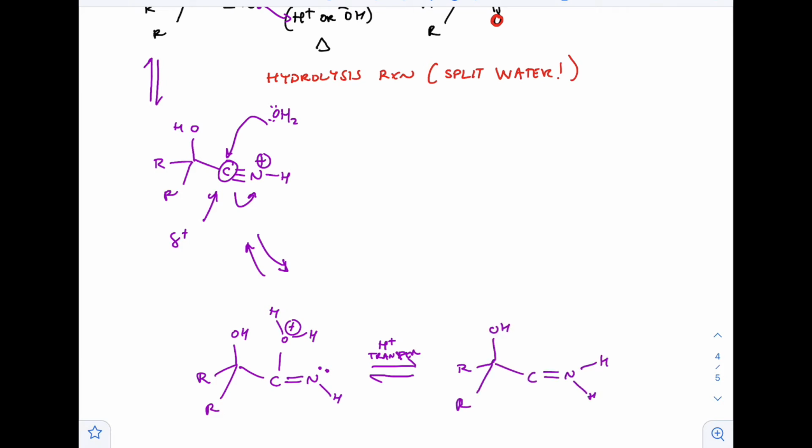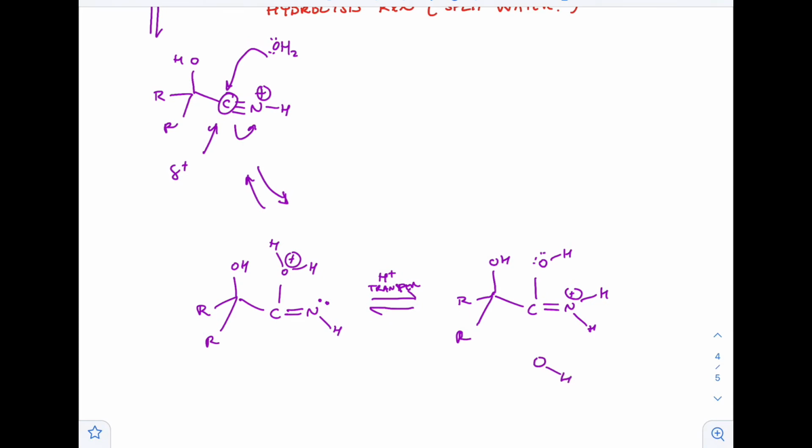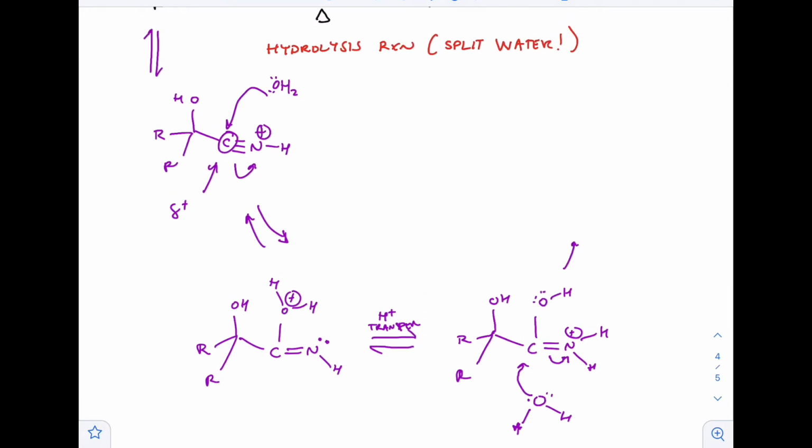So I'm going to do a proton transfer where I remove that oxonium hydrogen and then put it on the nitrogen. That places a positive charge on the nitrogen. This is actually an iminium ion. And again, that carbon is more susceptible to nucleophilic attack by a weak nucleophile, water. And once it does that, we've got our, let me gather things in my brain.